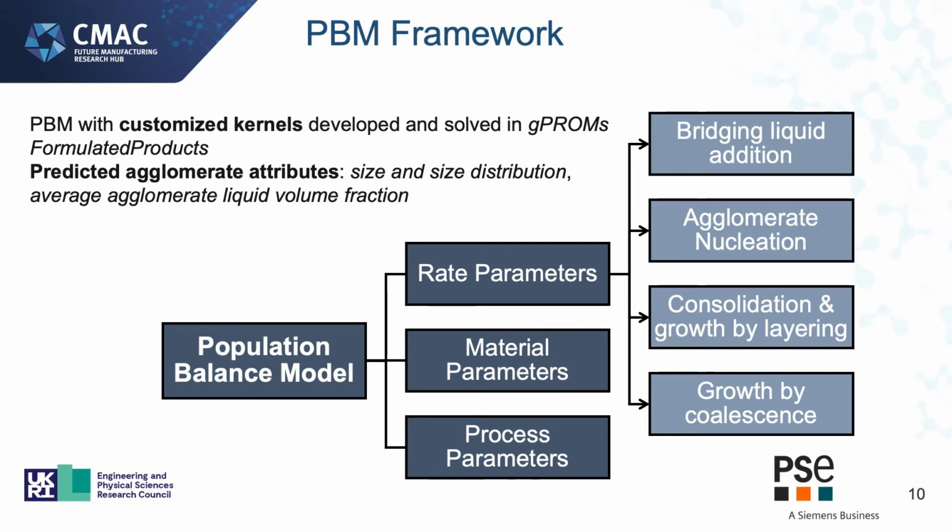So in summary of how these mechanisms were incorporated, we customized our kernels and included them within the population balance model, which is available in gPROMS and is subsequently solved in gPROMS. And this allows us to predict several properties and attributes, such as the size and size distribution and the average agglomerate liquid volume fraction as well. I'm not going into the material properties and process parameters. You can find me at my poster, so I'm happy to talk more about that. But I just wanted to focus mainly on how we're including these models within the rate parameters.